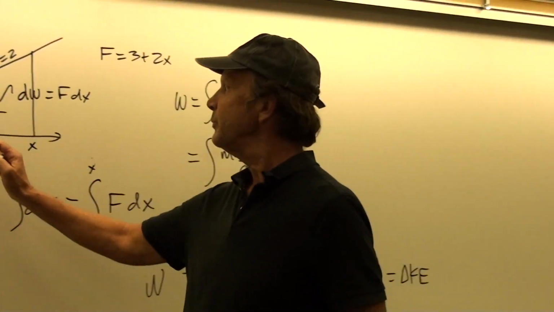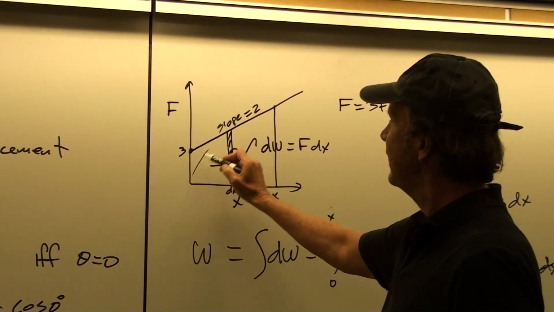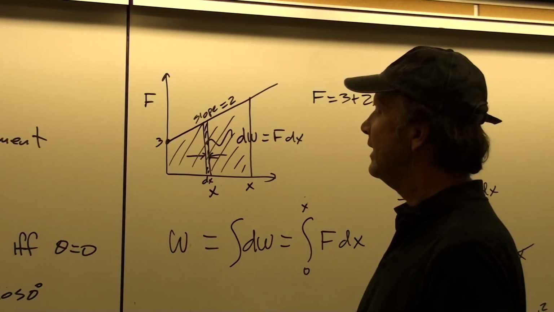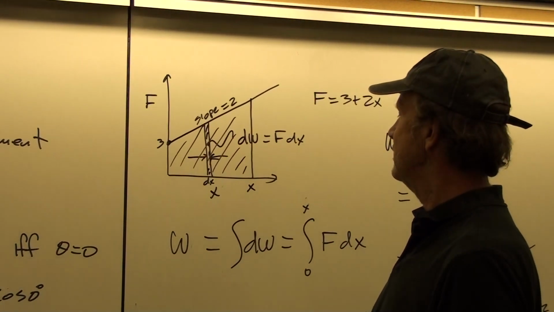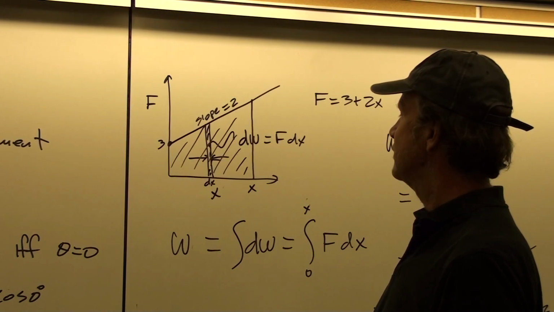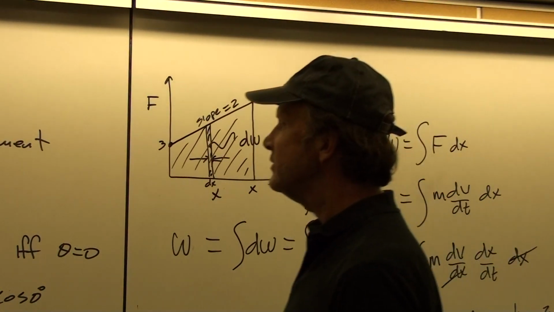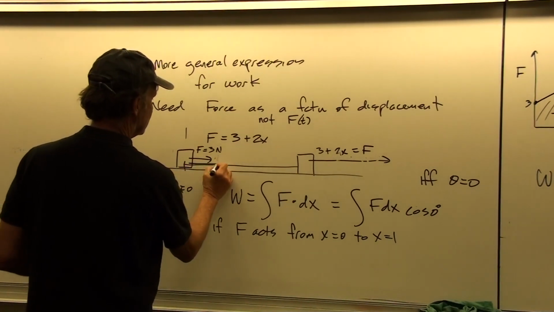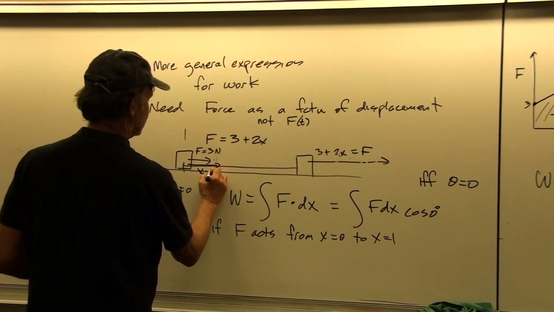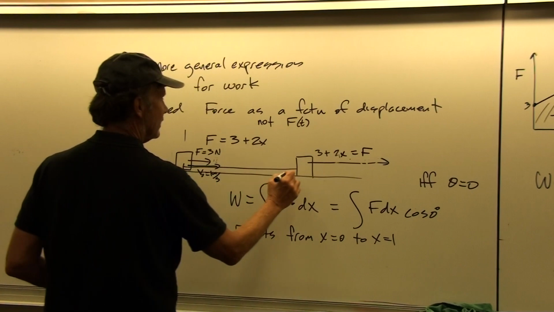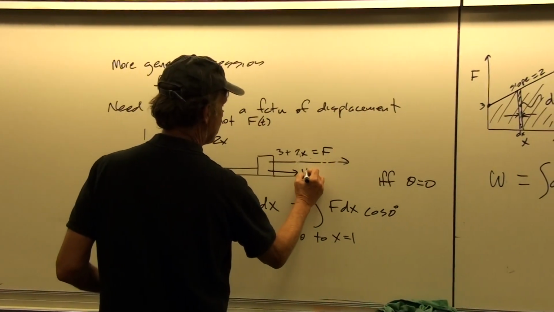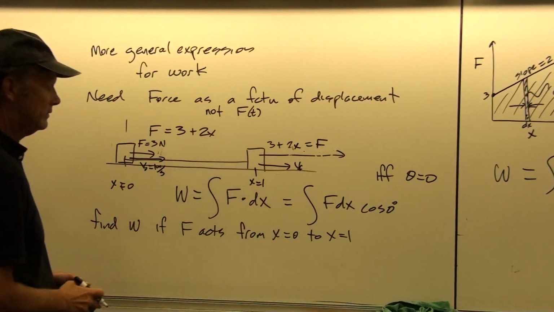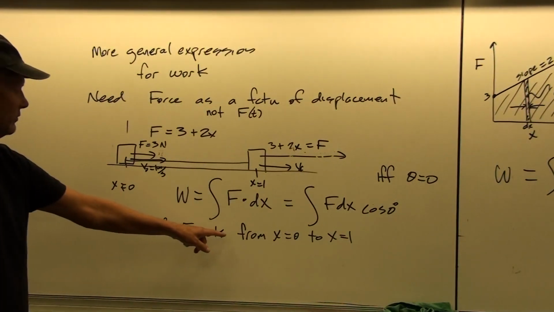And so this problem then is equivalent to finding the area under this rectangle and setting that area equal to the change in kinetic energy. So let's assume here in this problem that the initial velocity v naught is equal to 1 meter per second, and we want to find v final at x equals 1. Okay, so that's what we're looking at here.